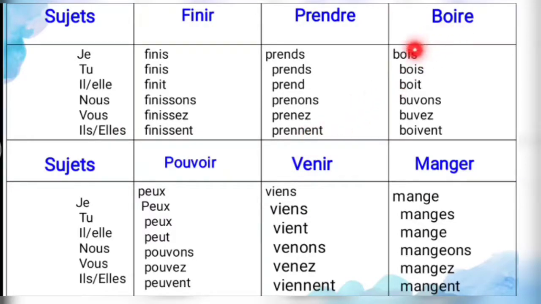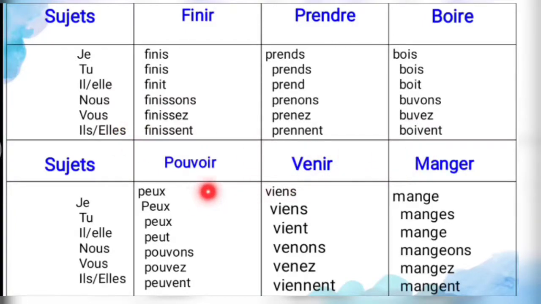And next verb is boire verb. Boire, which is based on the third group because it's an irregular one. Boire means to drink. And let us see the conjugation for the boire verb. Je bois, I drink. Tu bois, you drink. Il boit, he drinks. Elle boit, she drinks. Nous buvons, we drink. Vous buvez, you drink. Ils boivent, they drink. Elles boivent, they drink.